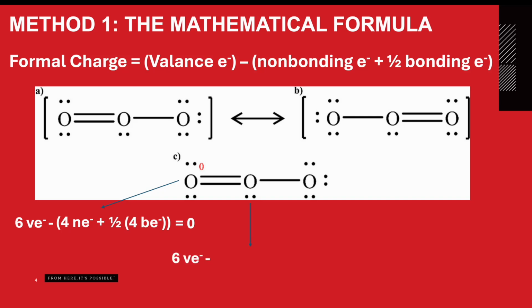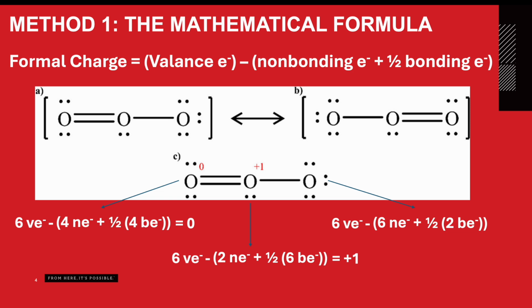The central oxygen still has 6 valence electrons. It has 2 non-bonding electrons, the 2 dots, and it has 6 bonding electrons with the 3 bonds. So its overall formal charge is +1. The rightmost oxygen still has 6 valence electrons. It has 6 non-bonding electrons with the 6 dots, 3 lone pairs, and it has only 2 bonding electrons because of the single bond. So its overall formal charge is -1. When we add these all together, the overall charge is 0, which makes sense because the overall charge for the ozone molecule should be 0.